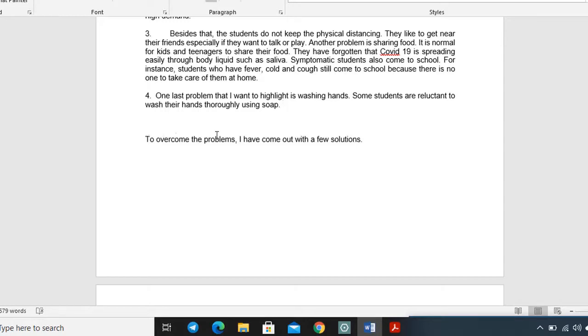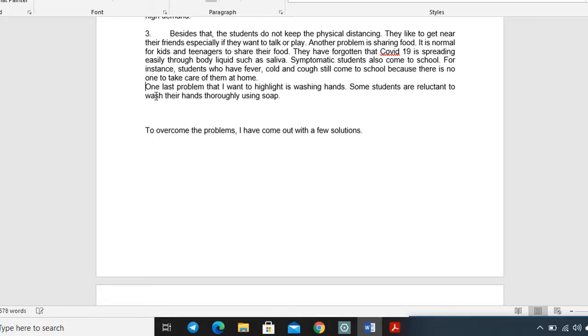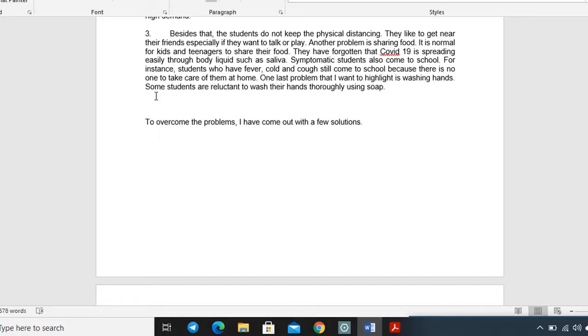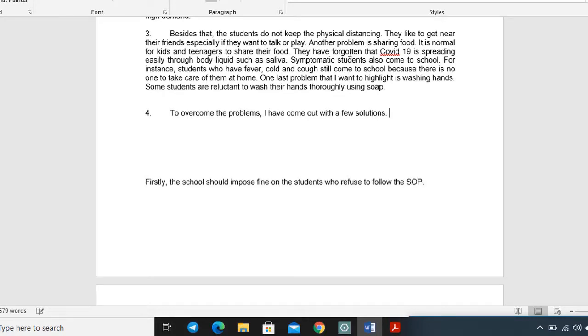Okay, so this can, oh, I'm sorry. The solution is another point actually. Okay, so I can put it there. One last problem that I want to highlight is washing hands. Some students are reluctant to wash their hands thoroughly using soap. Alright, now this can be your number 4, the next paragraph. To overcome the problems, I have come up with a few solutions. So what are the solutions to overcome all these problems? Okay, what do we have here?